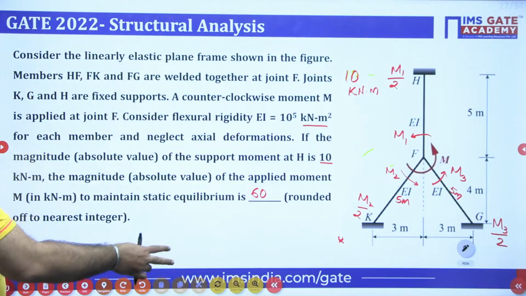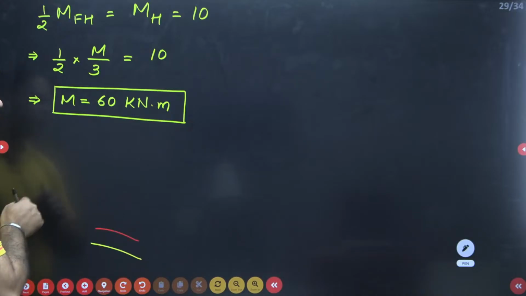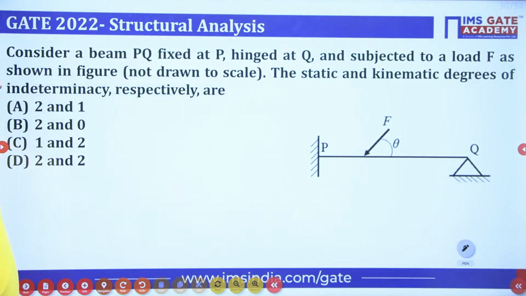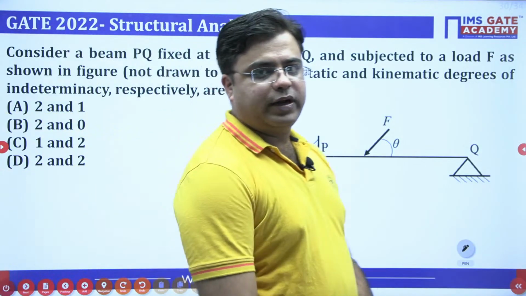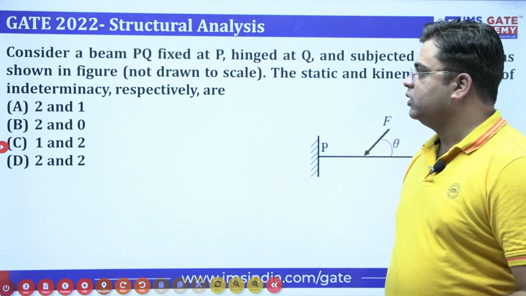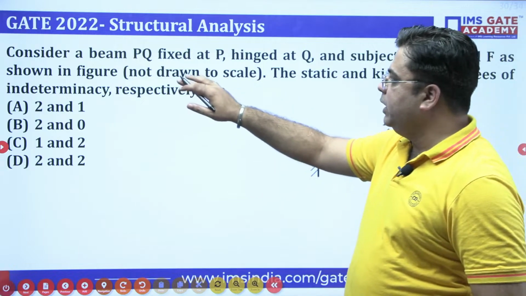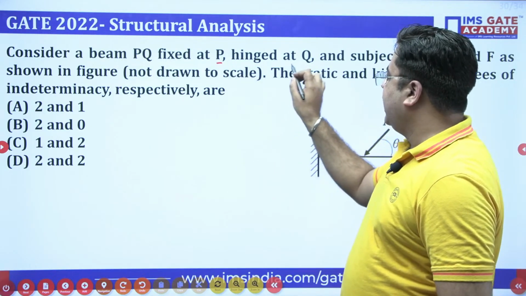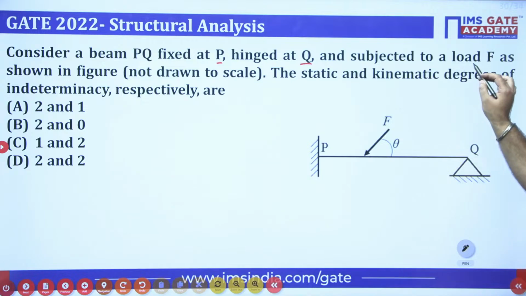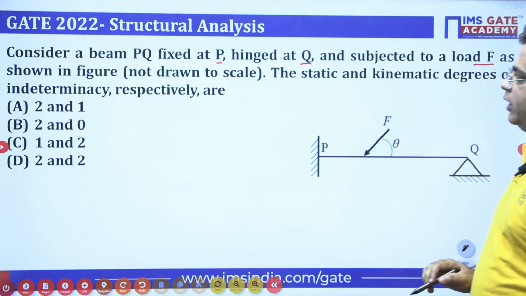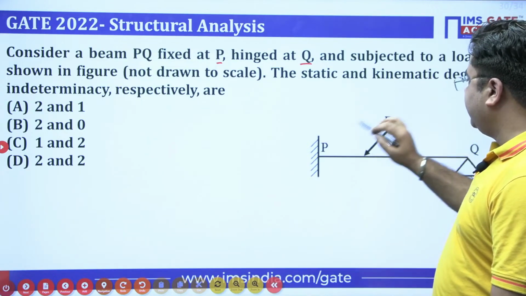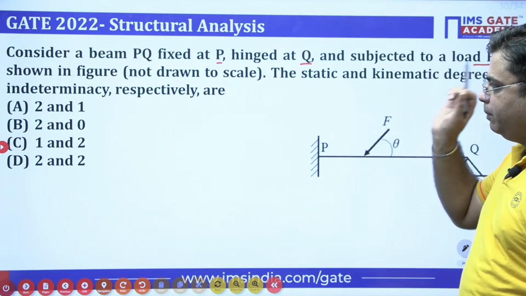Chalo, moving on to our very next question. So this is the question. This is one of the last questions that was there for GATE 2022. Just try this. In the question it is given: consider a beam PQ fixed at P and hinged at Q and subjected to a load F as shown in the figure. The static and kinematic indeterminacy for the beam is.